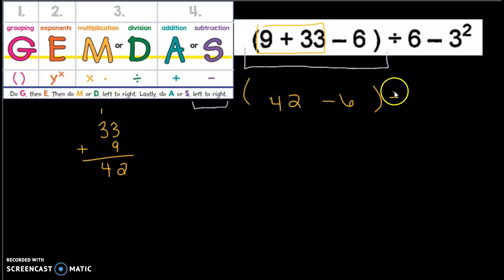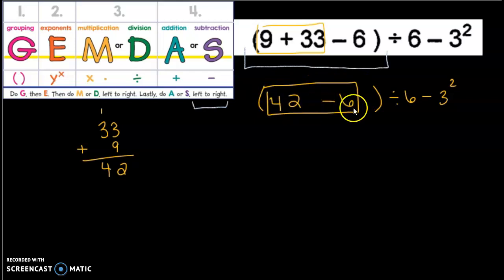And then all I did was bring down everything else. I didn't touch anything. We didn't touch anything. All right. So we still can't cross off our grouping symbol because we still have a little grouping symbol happening here. So we just have to do 42. So this would be the next step. We have 42 minus 6, and I got 36.